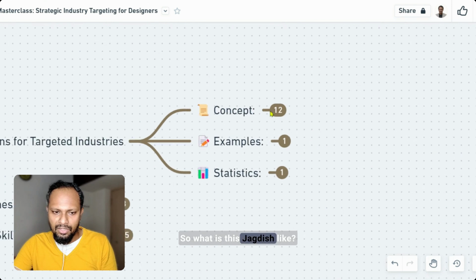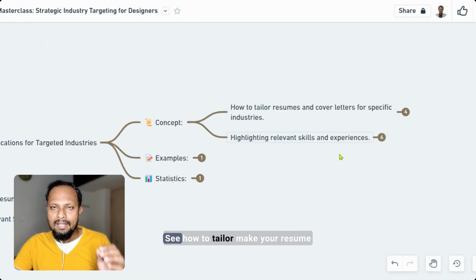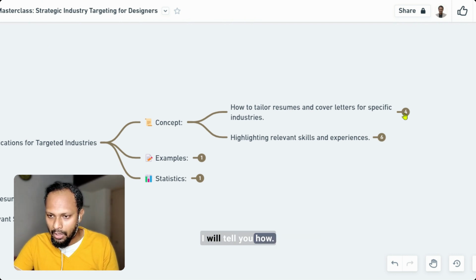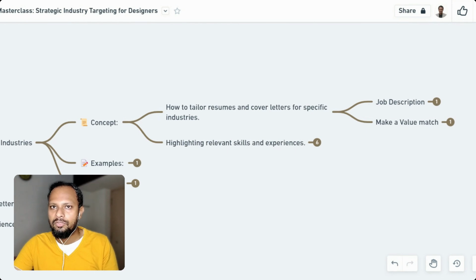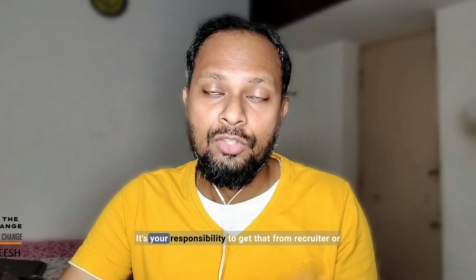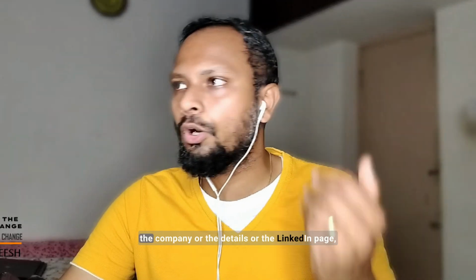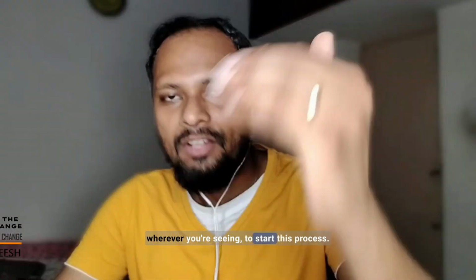So what is this, Jagdish? Like how to customize your application? What is the point and how does it happen? See, how to tailor-make your resume and cover letter for a specific industry. I will tell you how. There is something called a job description which each and every company provides you. It's your responsibility to get that from the recruiter or the company or the LinkedIn page, wherever you're seeing it, to start this process.